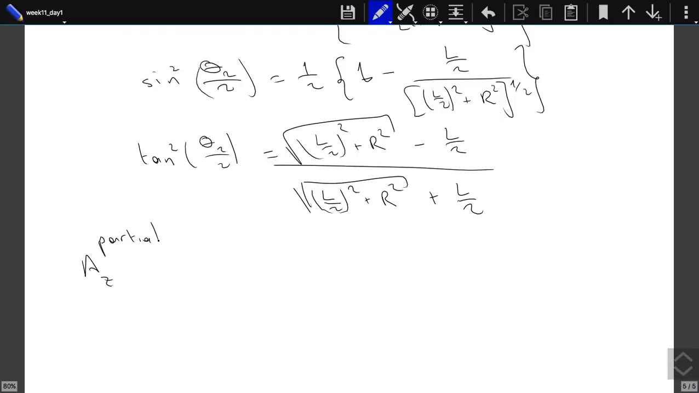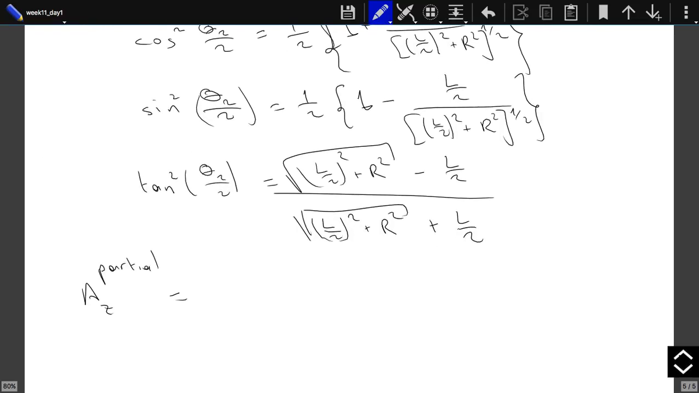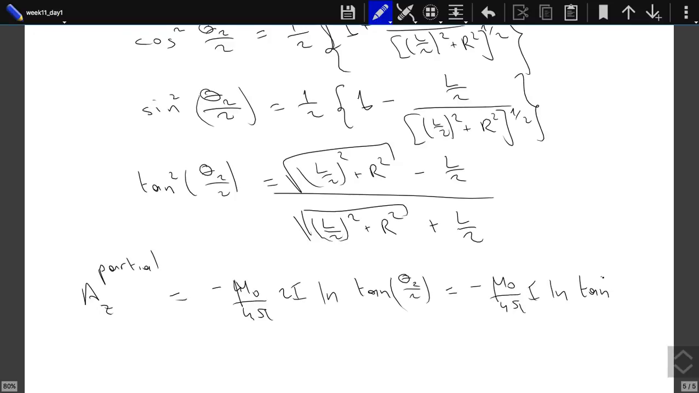So this will be equal to minus mu 0 over 4 pi 2I logarithm of tangent theta 2 over 2, which is equal to minus mu 0 over 4 pi I logarithm of tangent squared theta 2 over 2. Twice the logarithm of something is nothing but the logarithm of that something squared. So that's why I didn't take the square root of tangent squared. I don't really need it.